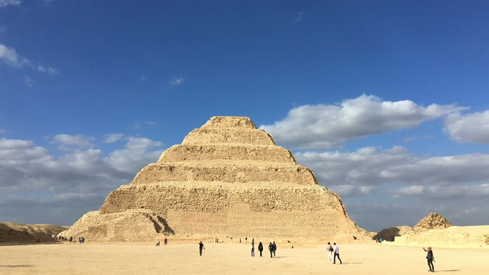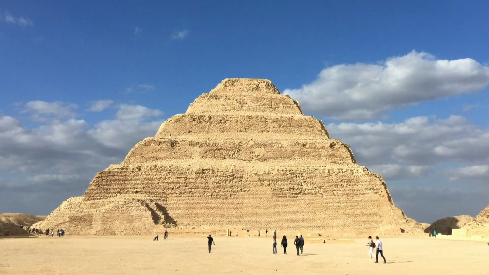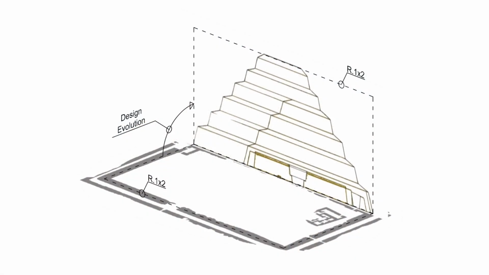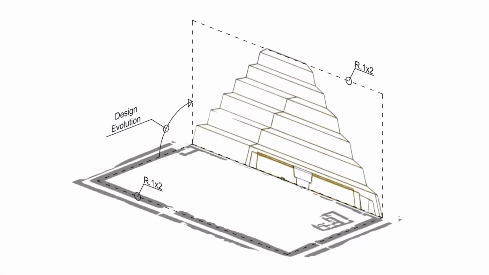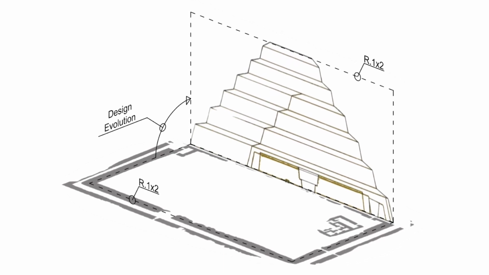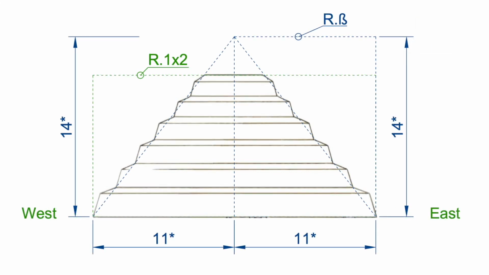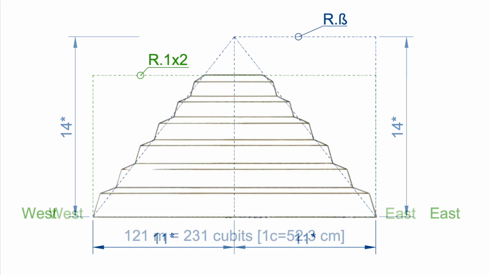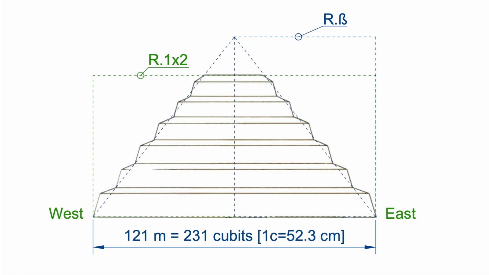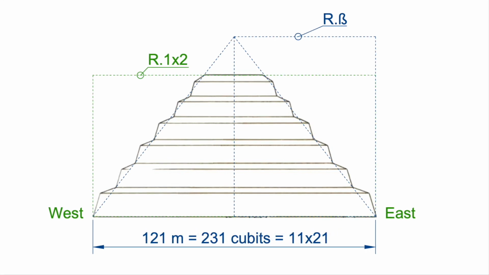As we have seen in the previous chapters, the step pyramid of Neterhet, the first pharaoh of the third dynasty, is the projection of the geometrical pattern from the horizontal plane to the vertical one. We also have seen that the inclination on its west and east sides responds to the diagonal of the beta rectangle. Therefore, its west-east base should be a multiple of 11, and well done! The base of the step pyramid of Neterhet, with measures about 121 meters, is equivalent to 231 cubits. A cubit is 52.3 centimeters, and they are the result of the 11 by 21 multiplication.